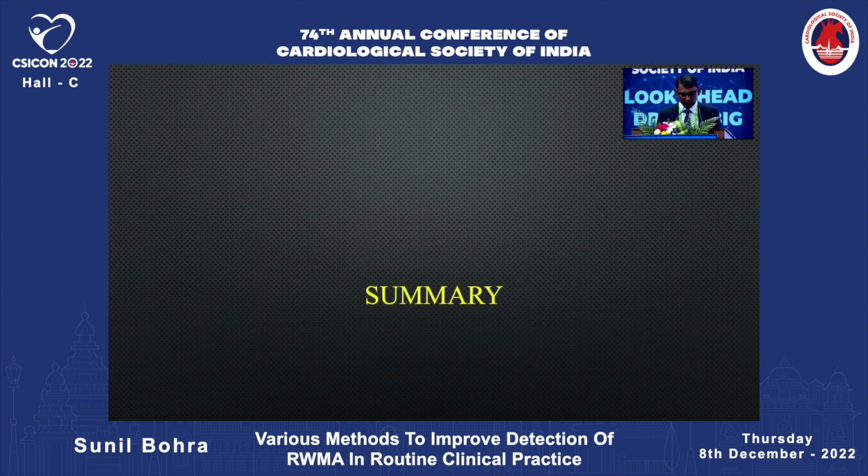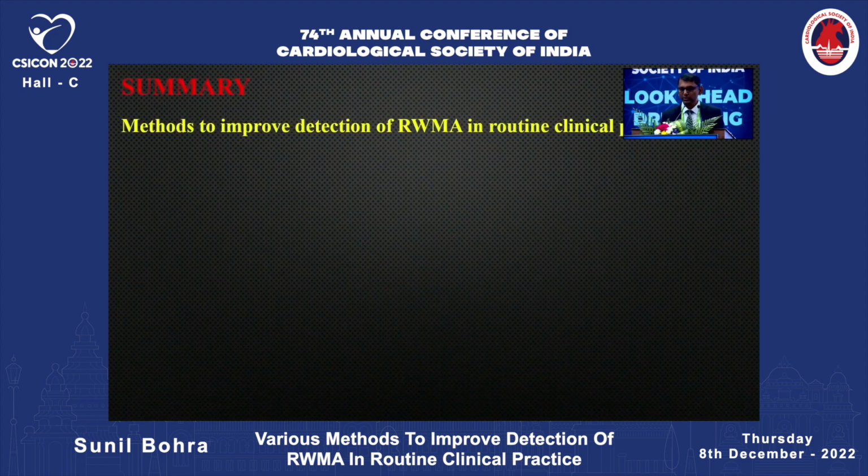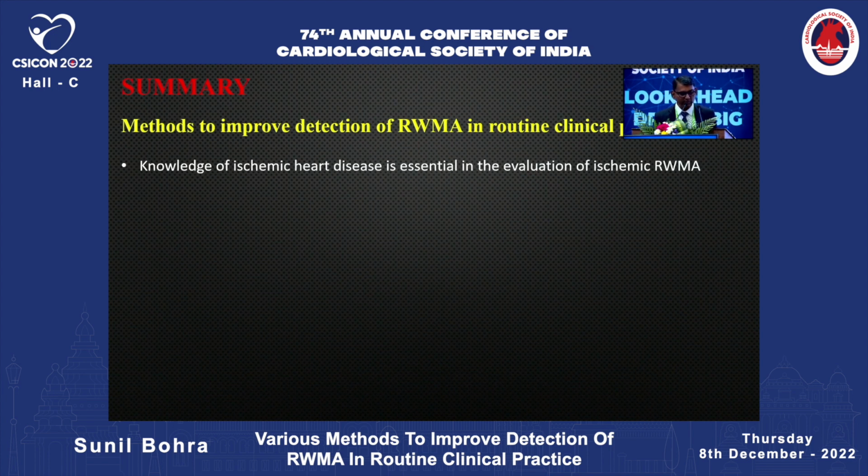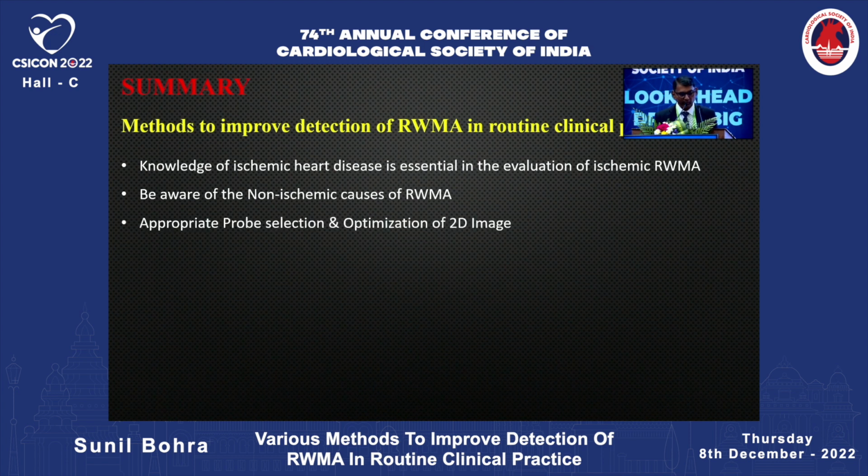So to summarize my talk, the methods to improve detection of wall motion abnormality in routine clinical practice: the basic is to have a good knowledge of ischemic heart disease, which is essential to evaluate the ischemic regional wall motion abnormality. Be aware of the non-ischemic causes of wall motion abnormality. Appropriate window selection and optimization of the 2D image is crucial in reading the echo images. Use of harmonic imaging is very good.